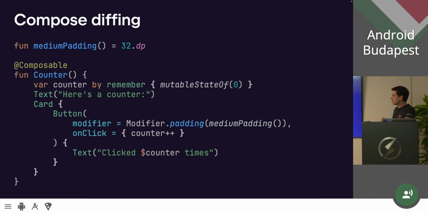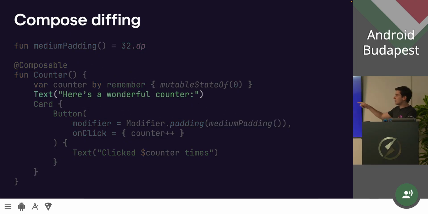Let's take another example though. Let's say that we modify some of the text that this composable is displaying. In this case, the closest scope that we can invalidate would be the entire body of the counter function. So here we would actually have to drop that state that's declared on the previous line.